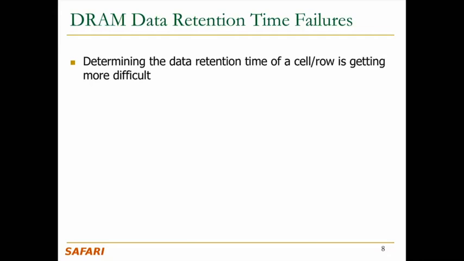So basically, as you know, you need to refresh DRAM because it loses charge over time. The data doesn't get retained in a cell forever. There's a retention time that's associated with a cell. And normally, if you want to figure out the refresh rate, you need to determine the retention time of all the cells in the device and basically ensure that the cells work for a given refresh interval that you determine.